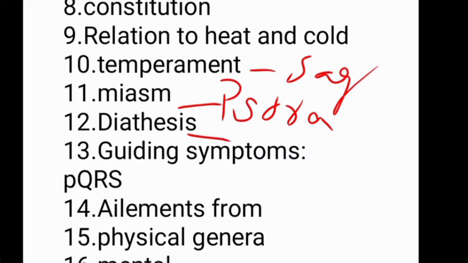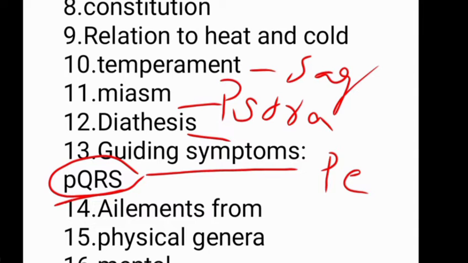Then guiding symptoms. For guiding symptoms, we should remember the mnemonic PQRS. What is PQRS? P for peculiar, Q for queer, R for rare, S for striking symptom. Peculiar, then queer, then rare, which is the characteristic symptom, then striking symptom. By guiding symptoms we reach our simillimum, the similar medicine for that case.